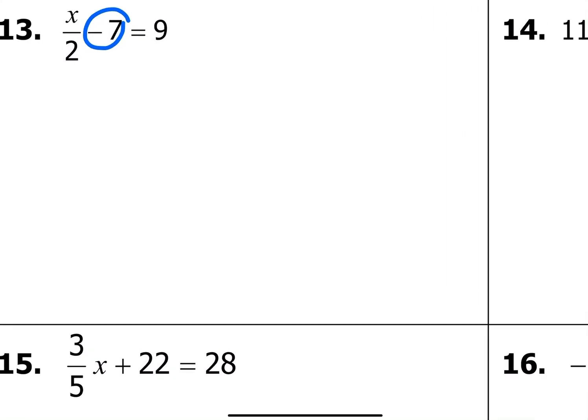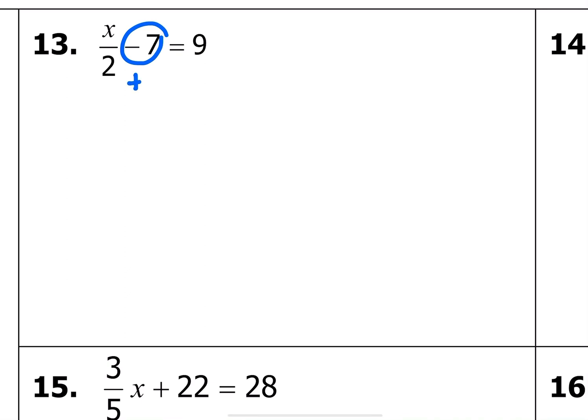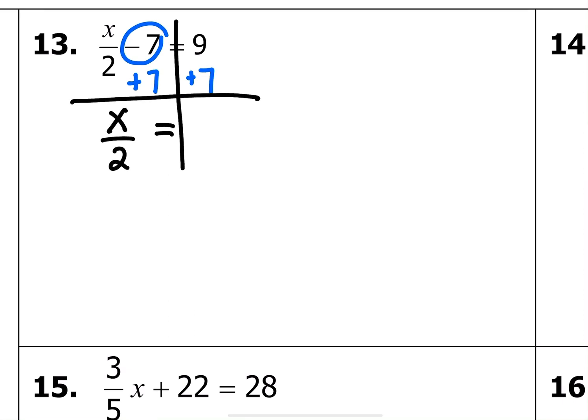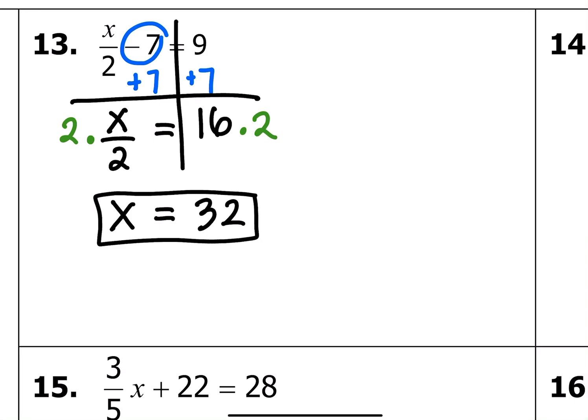So in number 13, my constant is negative 7. So I need to add 7 to each side. So I get x over 2 equals 16. Now x and 2 are being divided. So I'm going to undo that by multiplying. And we get x equals 32. Right, because those 2's are going to cancel.